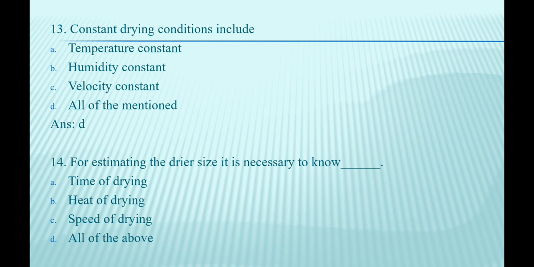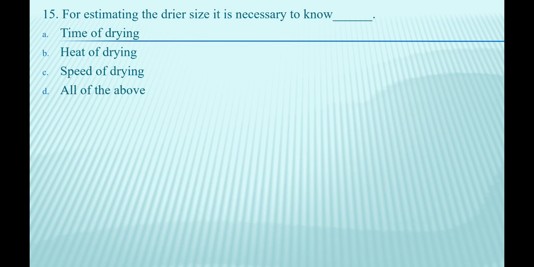Next question is, for estimating the dryer size, it is necessary to know dash. Option A, time of drying. B, heat of drying. C, speed of drying. D, all of the above. So the correct answer is A, that is time of drying.